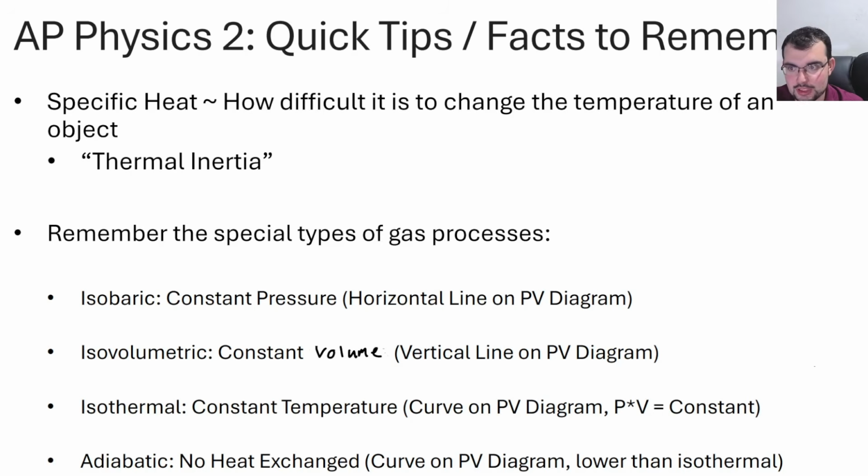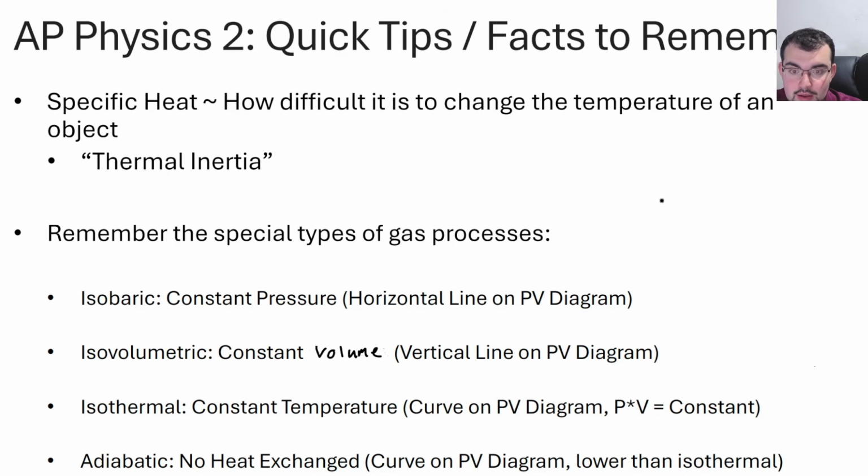All right. So for thermo, specific heat is how difficult it is to change the temperature of an object. So this means things with higher specific heat are harder to heat up, but they're also harder to cool down. So I like to think of it as a thermal inertia. And also, you need to remember the special types of gas processes. Make sure you're good with your vocab here because it makes a big difference.